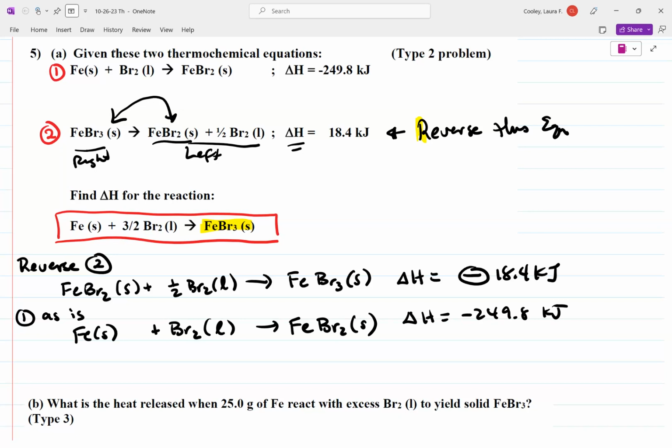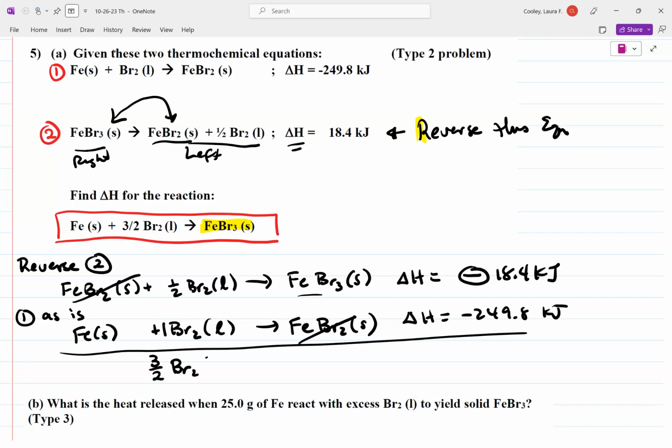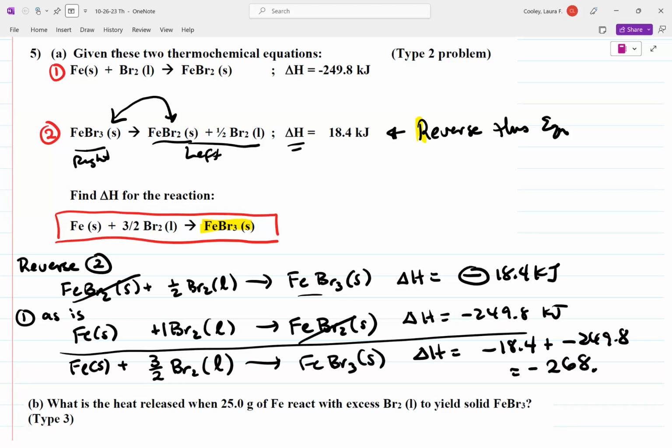The beautiful thing is, if you worry about the larger compounds, like the FeBr3 in this problem, everything else worked out. The FeBr2s cancel. Look, you have a 1 plus a half, that gives you a 3/2 Br2. And here your iron goes to FeBr3. And the delta H is just negative 18.4 plus negative 249.8, which is negative 268.2.